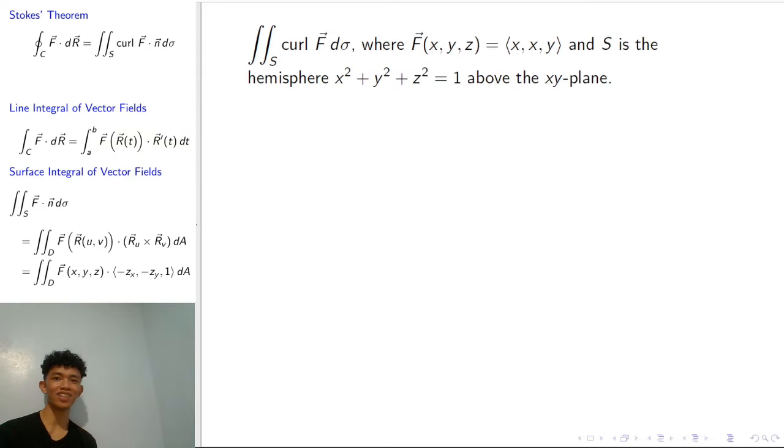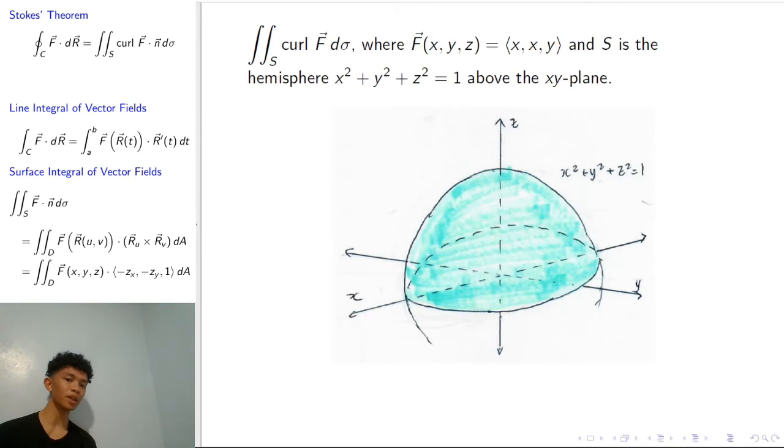Here you have your surface integral of the curl of the vector field F given by the components x, y, and S is the hemisphere x squared plus y squared plus z squared equal to 1 above the xy plane. So here's a not so nice sketch, but yeah, we'll just work with this one. You just use your power of imagination to see that this is actually the hemisphere S.